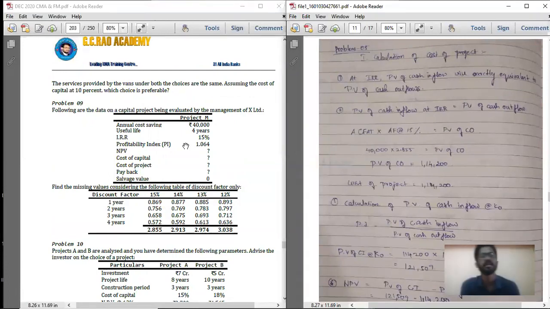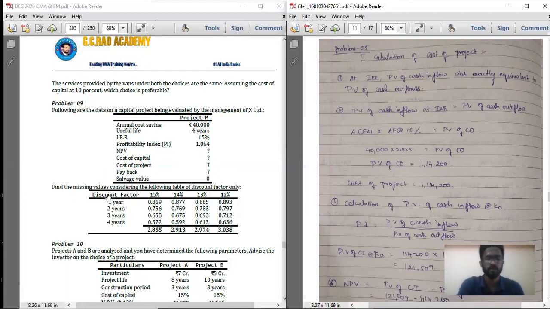Following are the data on a capital project being evaluated by Management X Limited. They have given a few data points, and using them we have to fill in the other data: what is the NPV, what is the cost of capital, what is the cost of the project, and what is the payback period. So that is the question given. We have to fill the remaining places in the data.